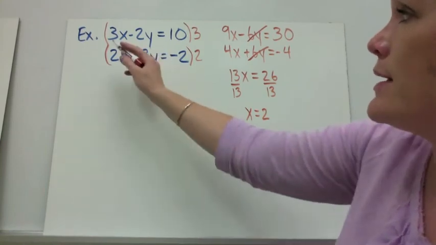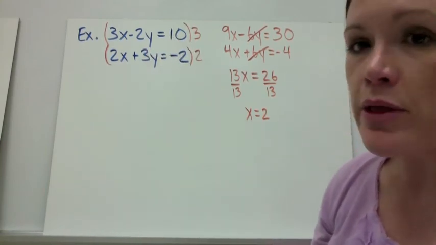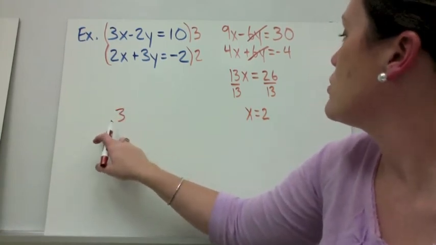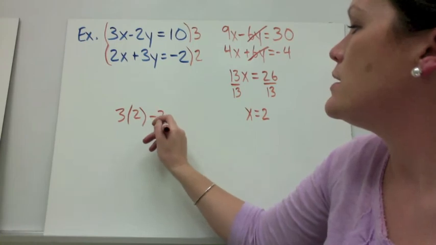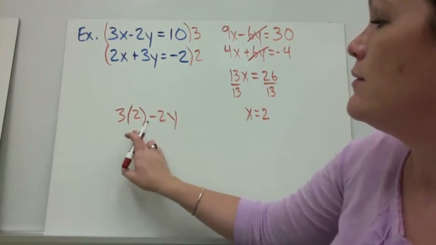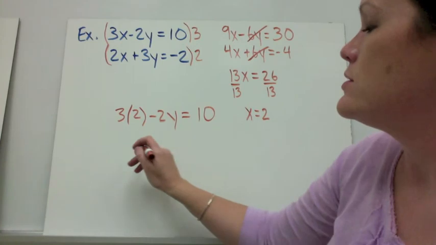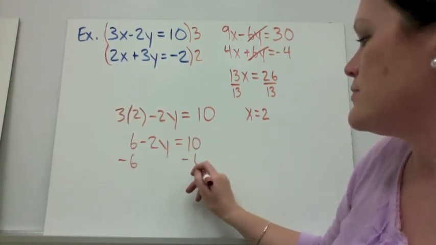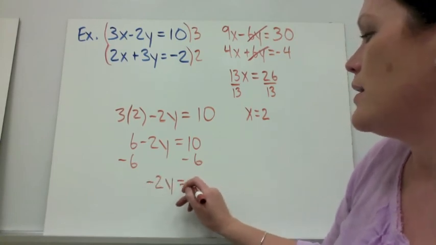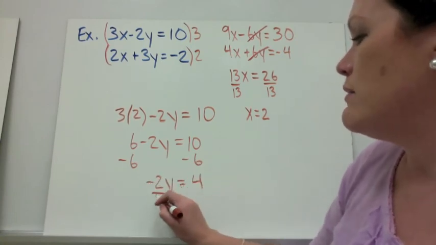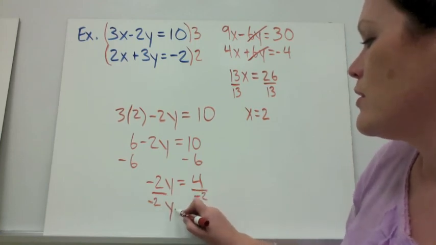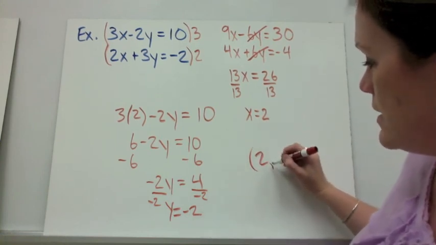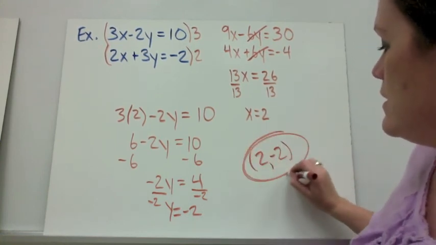Now we need to plug that back in, and both of these look about the same level of difficulty, so it doesn't matter which one you choose. I'm going to choose the first one. So I'm going to say 3 times 2, plugging in the x value that I got, equals 10. So I get 6 minus 2y equals 10. Subtract 6 from both sides, so negative 2y equals 4. Then when we divide by negative 2, y equals negative 2. So my solution is x is 2 and y is negative 2. And that would be it for that one.